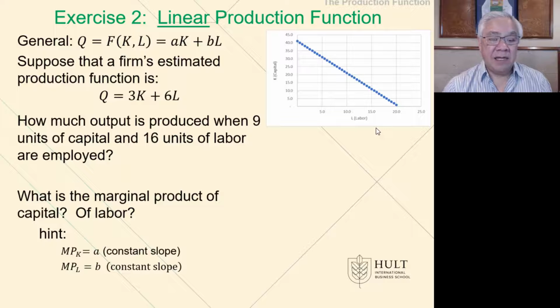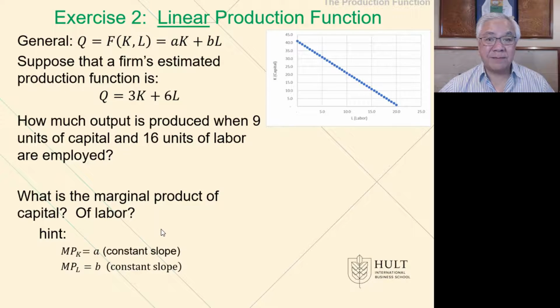We have a linear production function of AK plus BL. And we're going to use a specific number here just to show the math. Let's say it's 3K plus 6L. So in order to get a certain measure of quantity, it's this relation. First, how much do we get if we had 9 of capital and 16 of labor? And the other question is, what is the marginal product of capital and labor? Hint again, we have constant slopes.